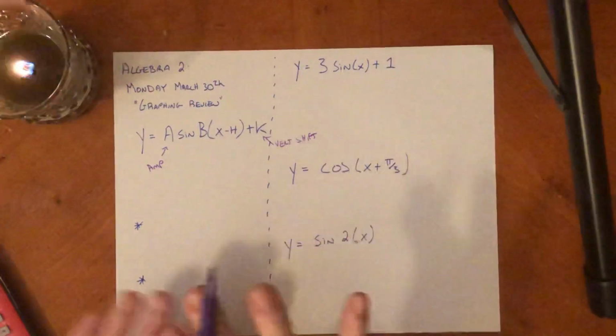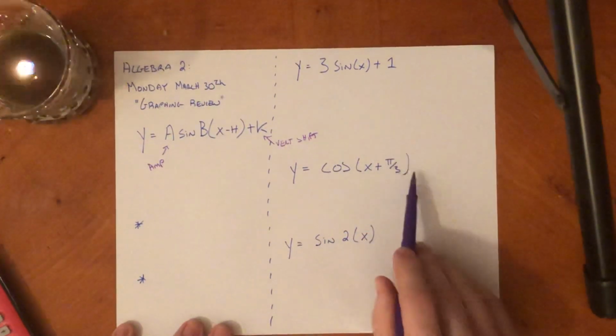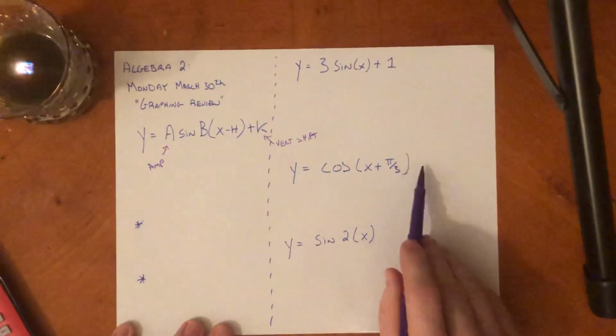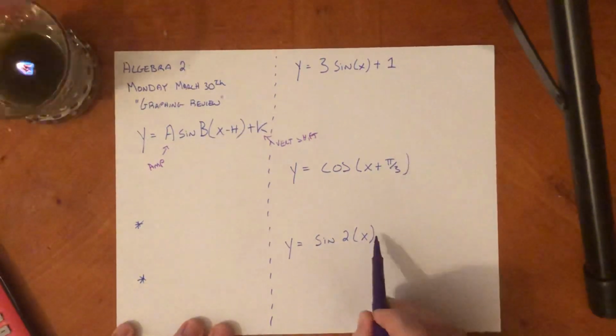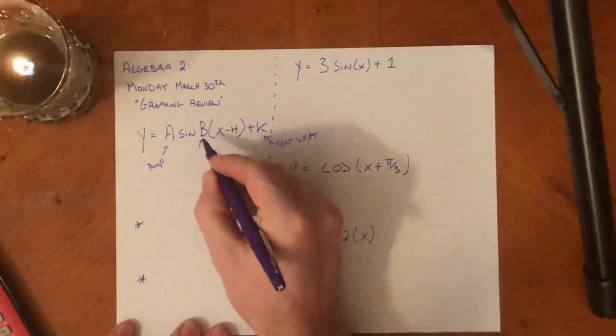That kind of dictates where the midline is, right? So here the midline is going to be 1. Here there's nothing after the parentheses, so the midline here is going to be 0. And then same thing here, the midline is going to be 0. B is going to control your period.